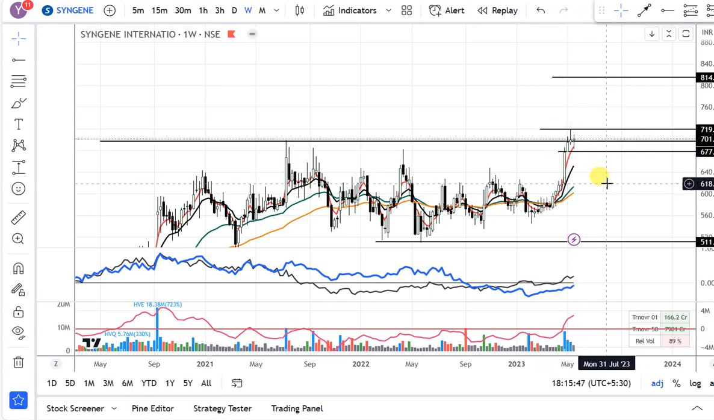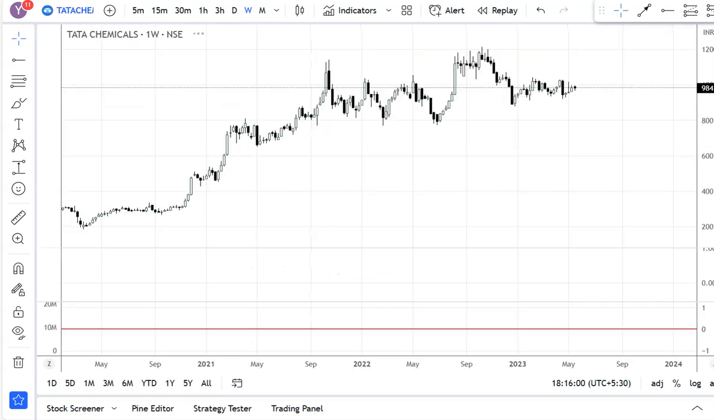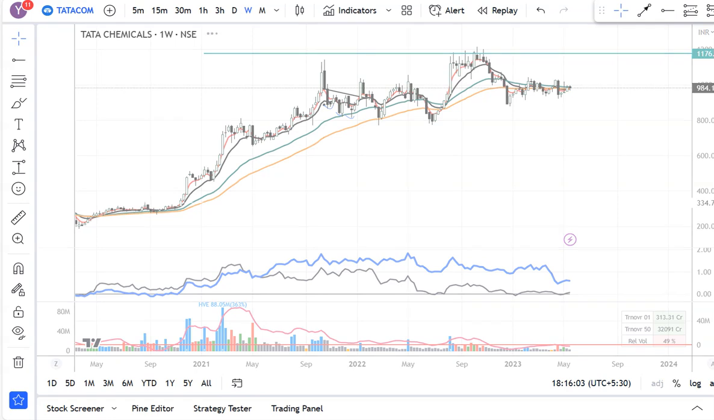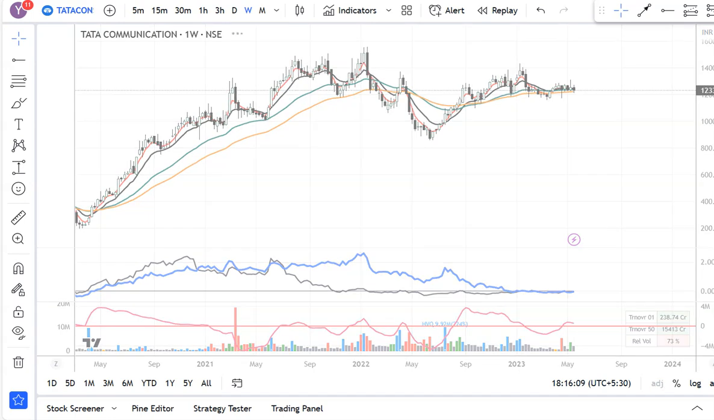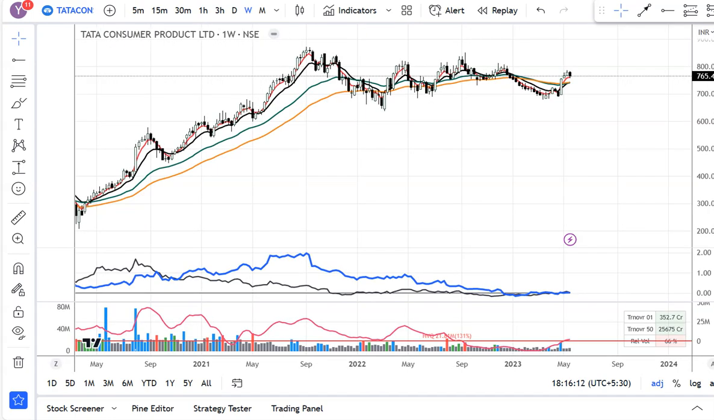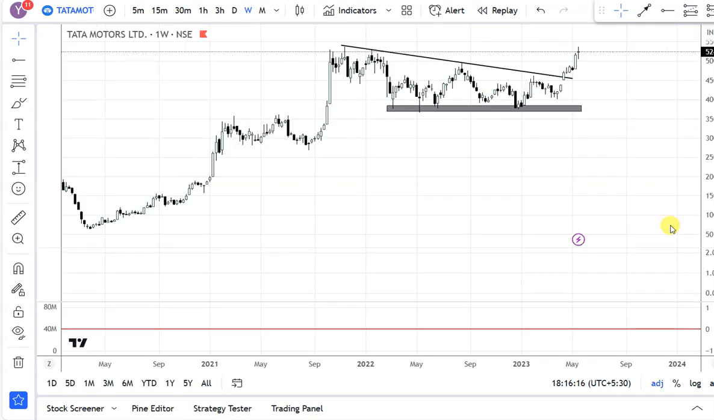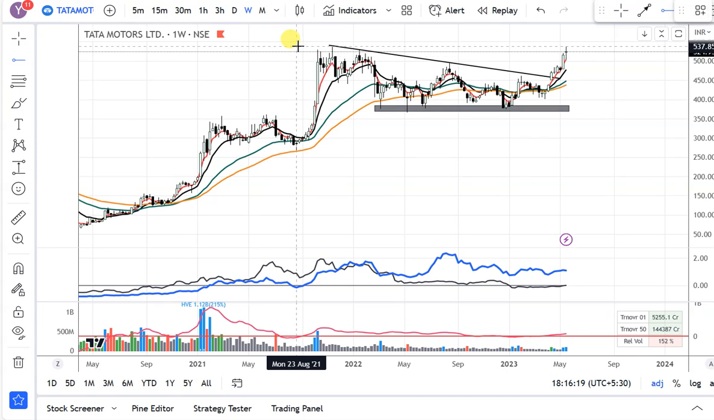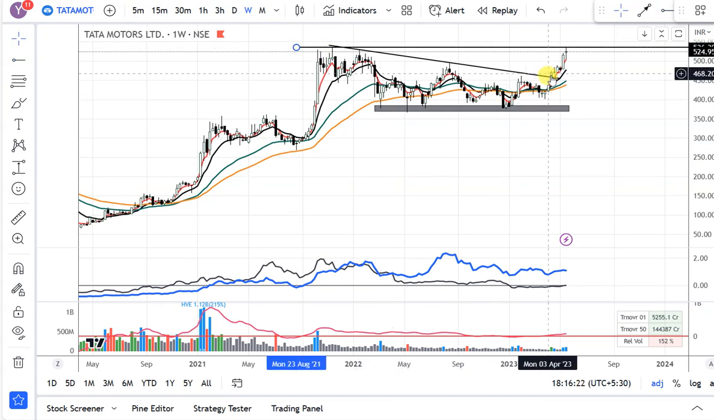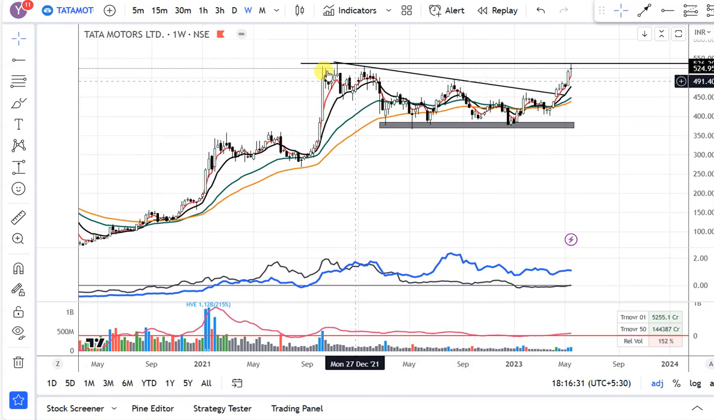Tata Chemicals, as of now nothing. Tata Communications, nothing. Tata Consumer Products, nothing. Okay, Tata Motors, let us wait and watch. There was a good possibility of a trade at 468, but since it has already rallied, we will discuss it after 538 has been breached. If that happens, there is a very high possibility it will again test 600 rupees. So let us wait and watch for 536 getting breached in the next 2 weeks.